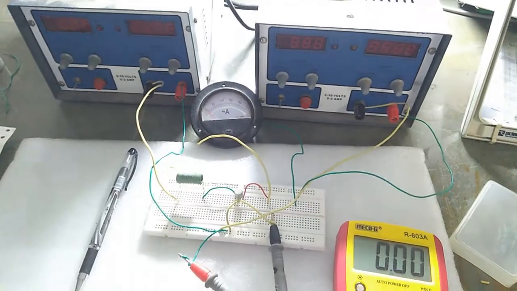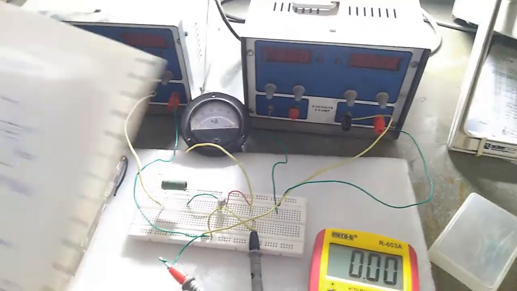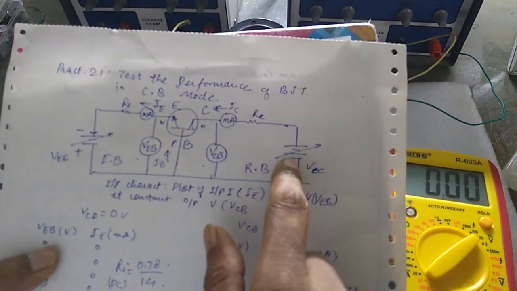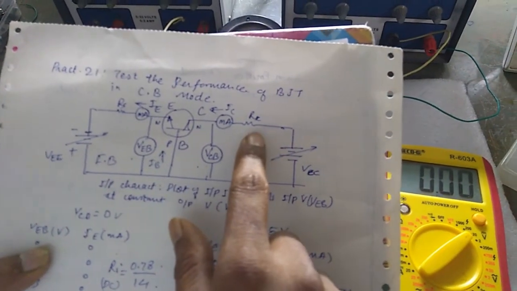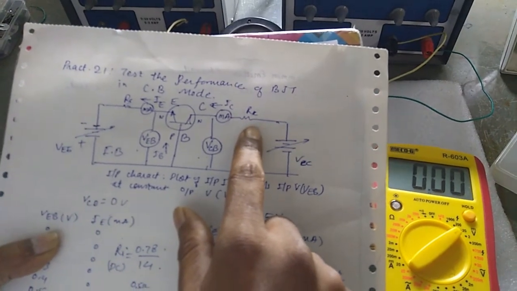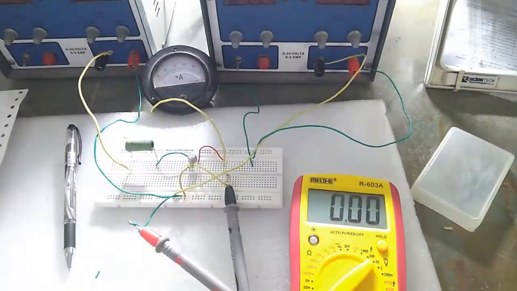So in this way I have connected this milliammeter to this reverse bias. I have not used any series resistances because it is reverse bias, so already it will have a large resistance. Now my circuit setup is complete.